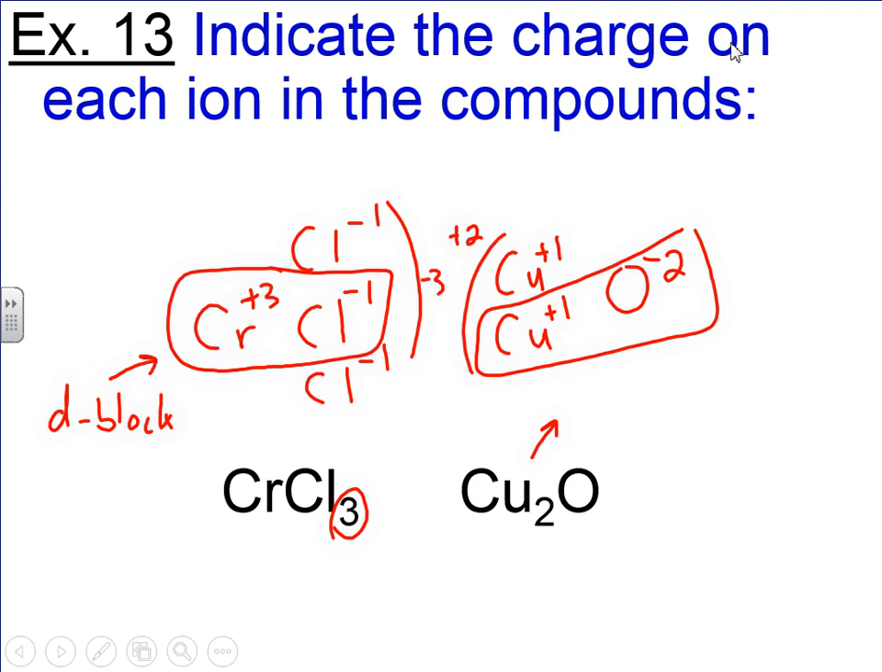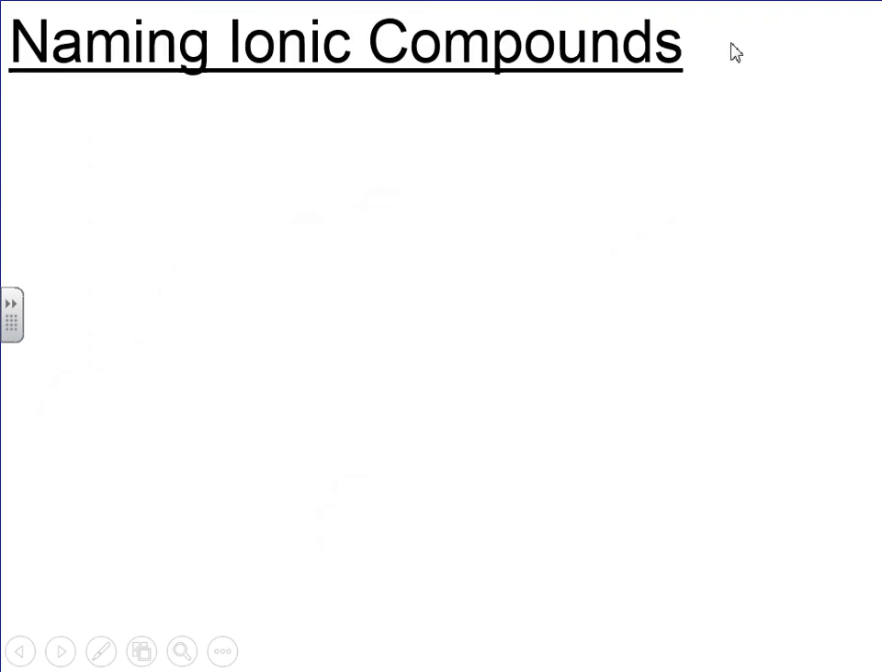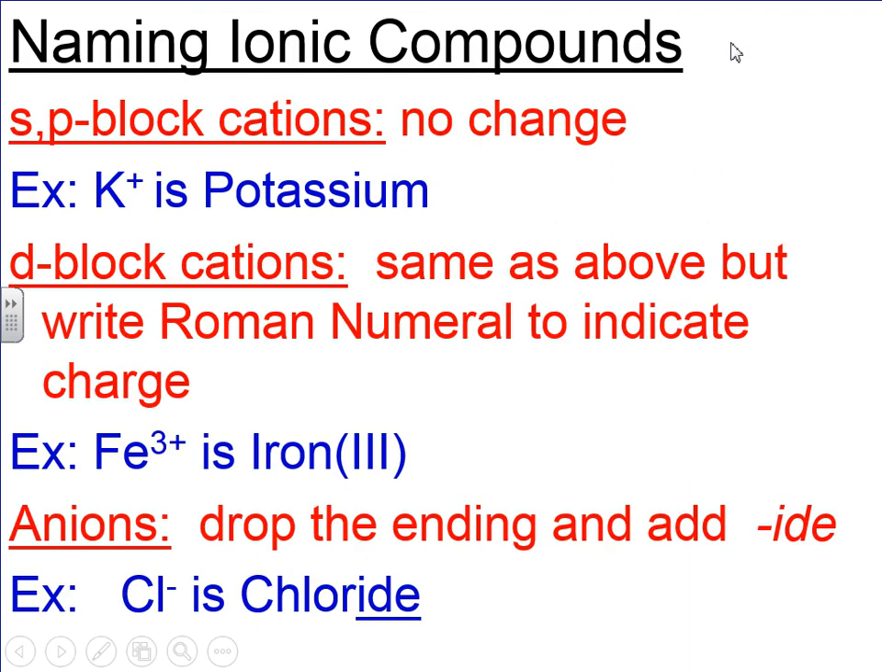So what we'll do now is we'll finish by naming ionic compounds. We'll show you how to name these. And the rules are as follows. The S and P block cations, there's actually no change to the name. And so potassium, for example, you simply will say potassium, nothing extra to add.